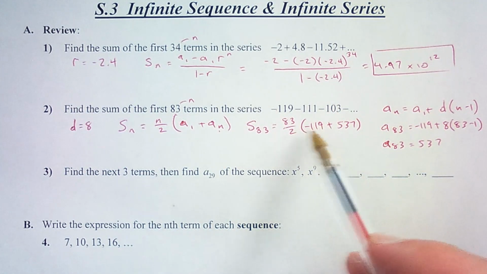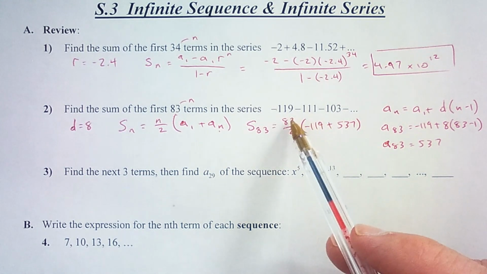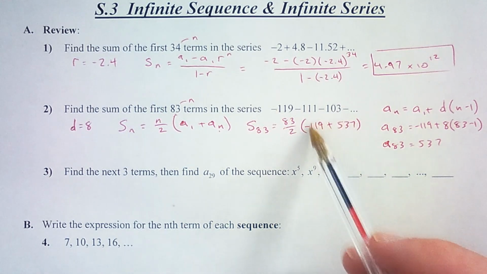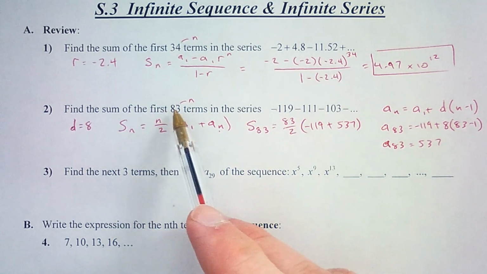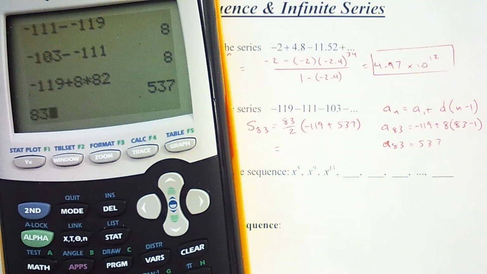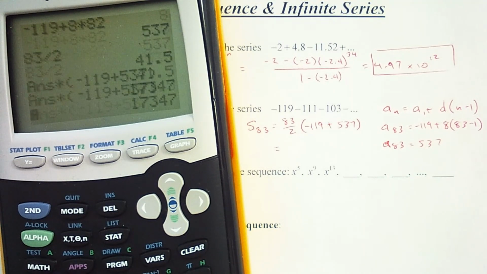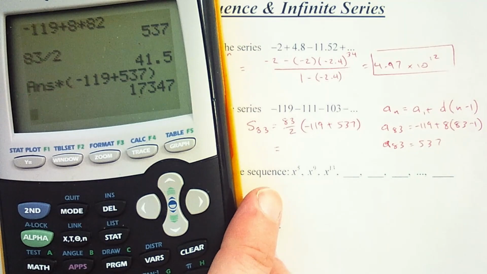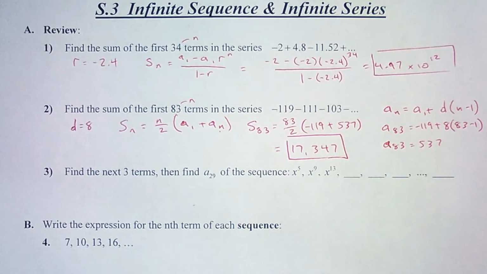Okay, so what this does is it takes the average of the first and last term in the series and multiplies it by the number of terms. So I'm finding the average of these. That's what the sum here and divided by 2 does. And then we multiply that by 83 because we're looking for the sum of 83 terms. So 83 over 2 times negative 119 plus 537 is 17,347. So we have 17,347 as our sum.